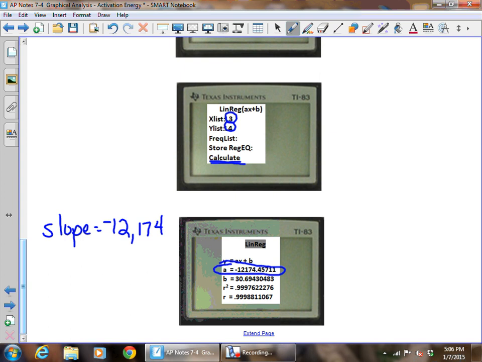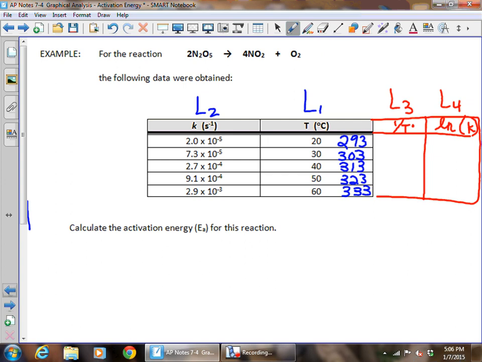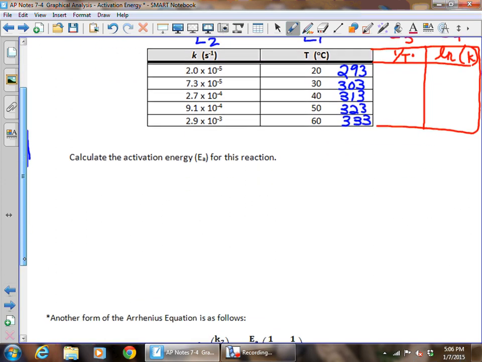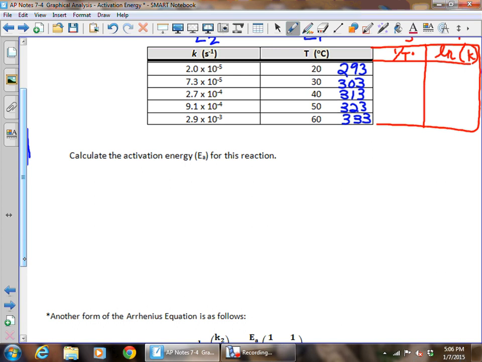So once we know that, we can go back here. It wants us to calculate that. And we know that we have an equation of negative E sub A over R for the slope. So if we solve it for activation energy, remember our equation was that slope is equal to negative E sub A over R. When we solve that for activation energy, we get the activation energy is negative R times the slope.